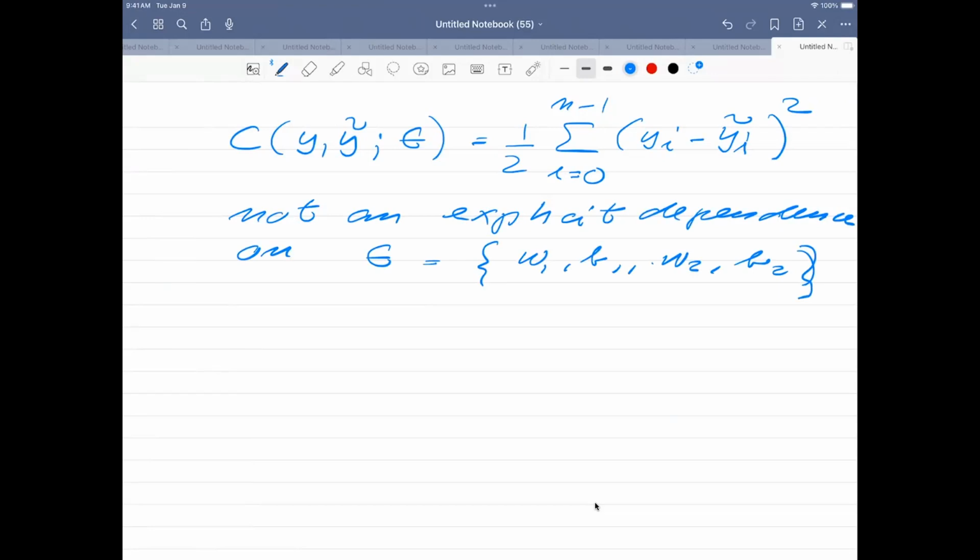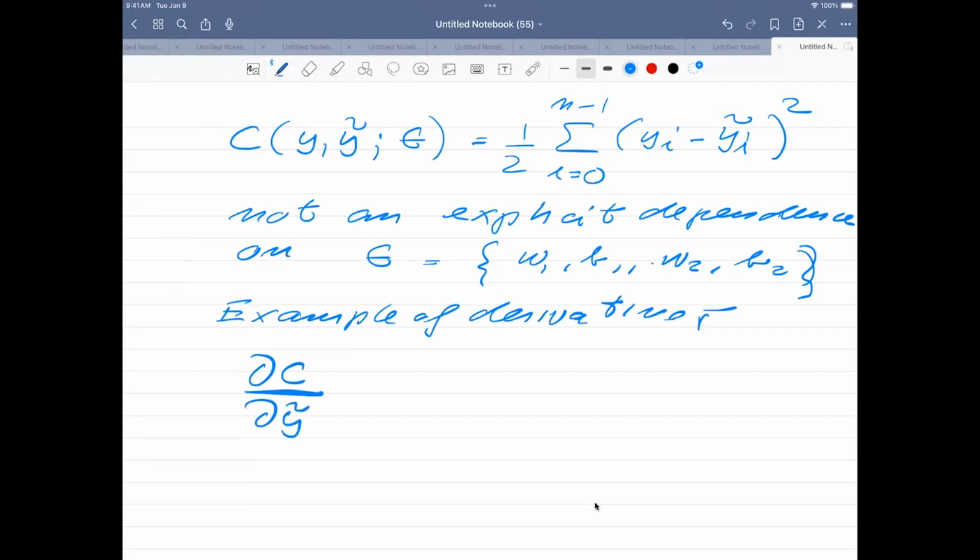So when I'm calculating the derivatives with respect to these parameters, I will actually have to use the chain rule in order to be able to do that. That means that when I set up the derivatives, here is an example of one of them. I need the derivative of the cost function with respect to this variable y tilde. So there will be a dC of dy tilde and dy tilde with dW2. That will be one derivative I will need.